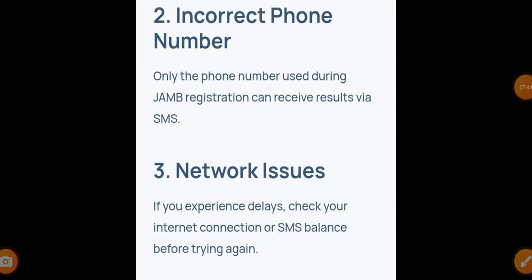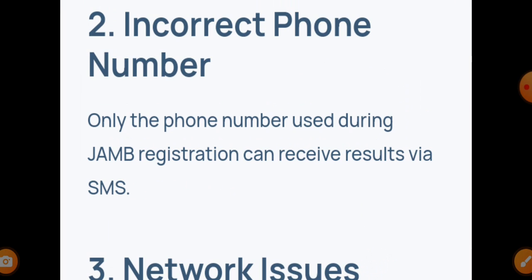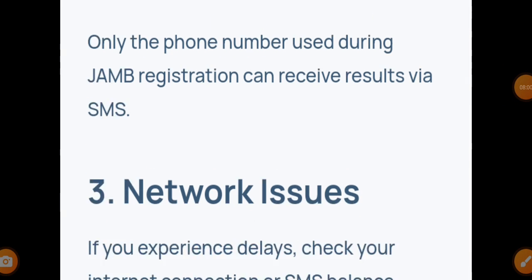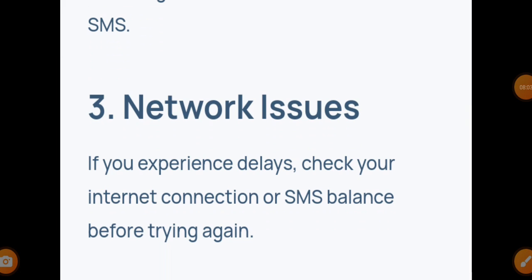Another issue that often comes up is an incorrect phone number. Like I said, only the phone number used during JAMB registration can receive the result by SMS. Do you understand? It must be only that phone number, which I expect to be your own phone number. By the way, if you're afraid of checking your JAMB result, don't be afraid, don't panic. I've prayed for you, and if you did your best, don't panic, go and check it.